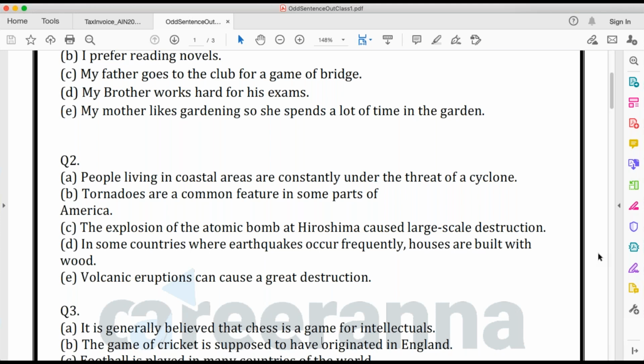Remember once again, for everyone who joined slightly late: in odd sentence out, we don't go by grammar, we don't go by the structural form of the sentence, we go by the subject or the object oriented similarity between the sentences. Is it clear, everyone? And that is why in this topic, no one can teach you anything. It has to be out of practice.